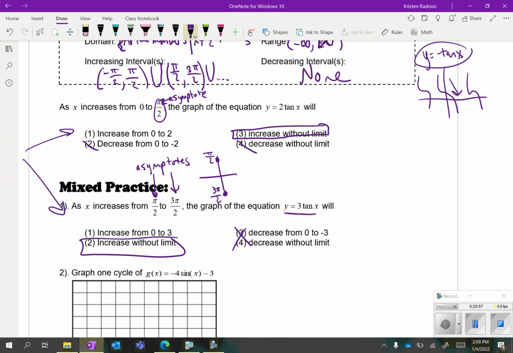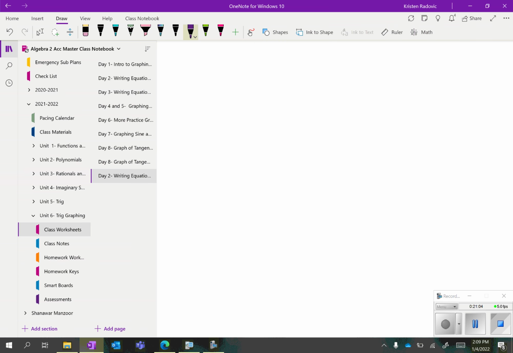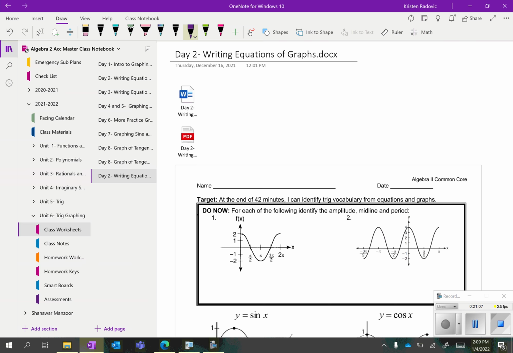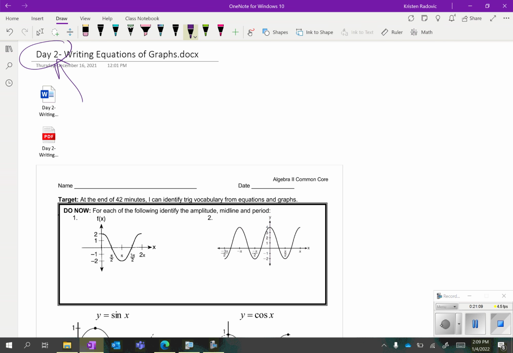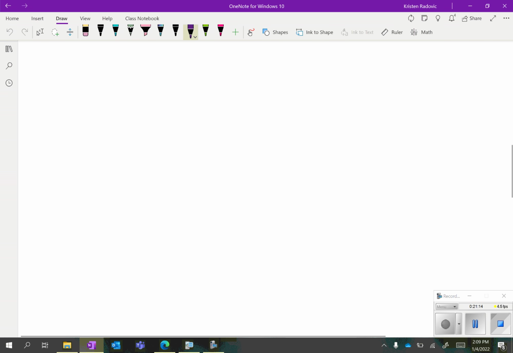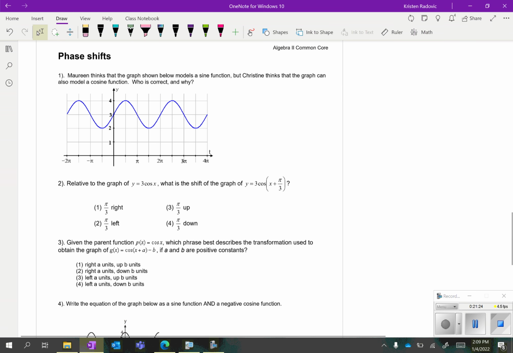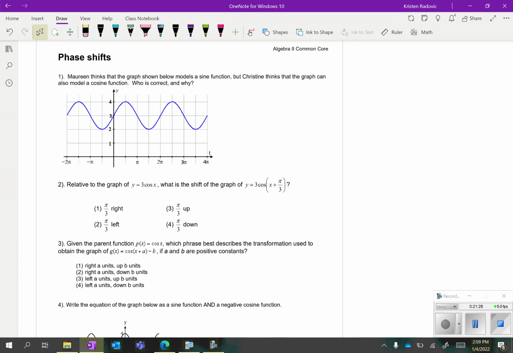Instead of finishing this worksheet, I'm going to go back to the day 2 worksheet. So head back to the day 2 worksheet, and you're going to scroll down to the bottom. Now, if you were in first period, you already know what I'm about to talk about, but I didn't get to talk about it with all of my classes before break. So if you scroll down to the bottom where it says phase shift, a phase shift is a horizontal shift.